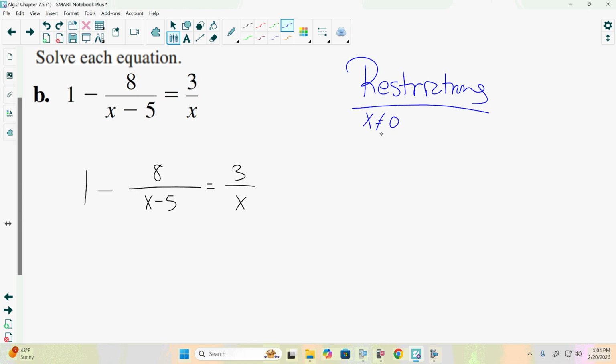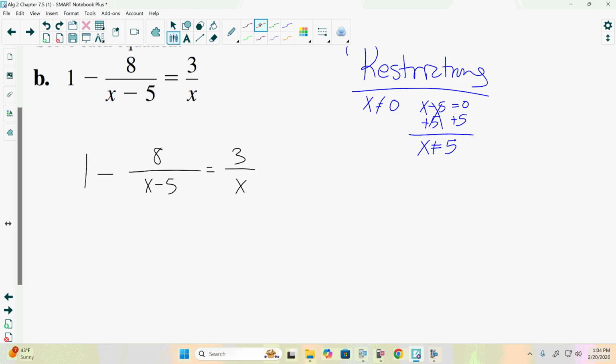One of the restrictions is kind of nice, our x by itself, so it can't be 0. The x minus 5 is really just telling us x cannot be positive 5, because 5 minus 5 would be 0. So if x is positive 5 or 0, those would be restrictions. We'd throw those solutions out.